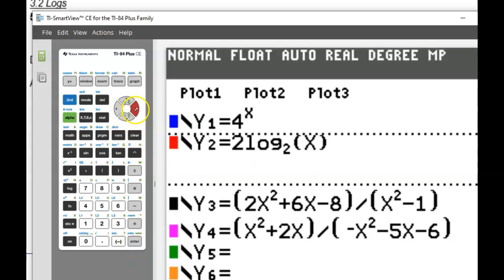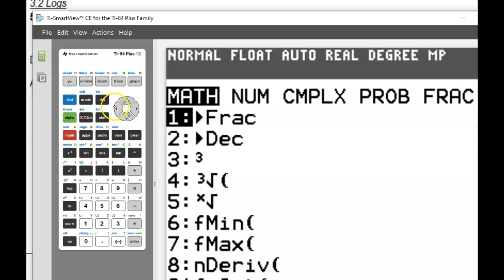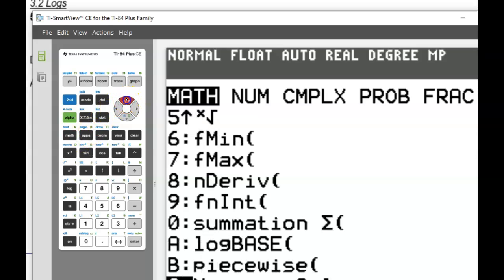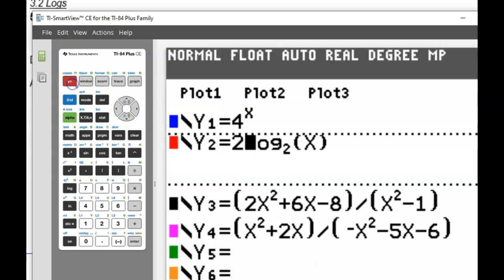You would type 2 times, then it is under math, arrow up and find the log base. And if you have an older calculator, it doesn't have this, so you need to borrow one of mine. And then make sure it says log base 2 down there of x.